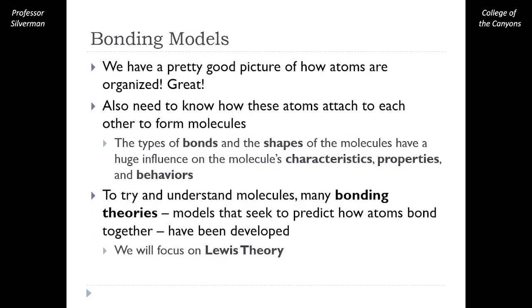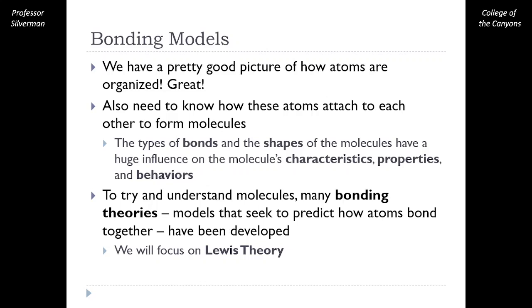By this point in our chemistry careers, we have a pretty good idea of how our atoms are organized. We know about our nucleus, our protons, our neutrons. We know about our electrons and the orbitals that they exist in. Our next step, though, is to start to combine these atoms together to form molecules. We want to learn all about how our atoms bond together, what types of bonds we have, what shapes we can form, because these affect the characteristics of our molecules.